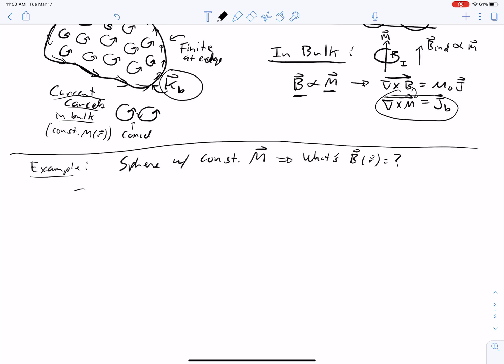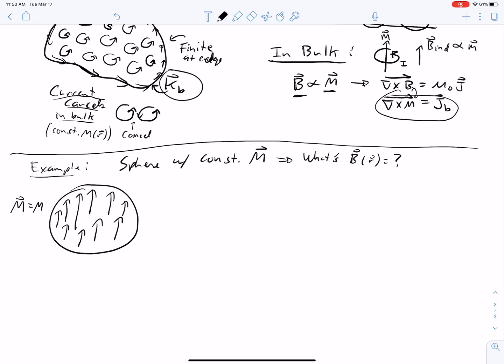So let's draw it. Here's a sphere. And now I have some constant magnetization everywhere. Let's pick it to point in z. So that's the magnetization, M equals M z hat. So it's a constant magnetization in the sphere. And then we want to know what's the B field out here. So let's pick some point out here, r, and we want to know what's B of r equals what?